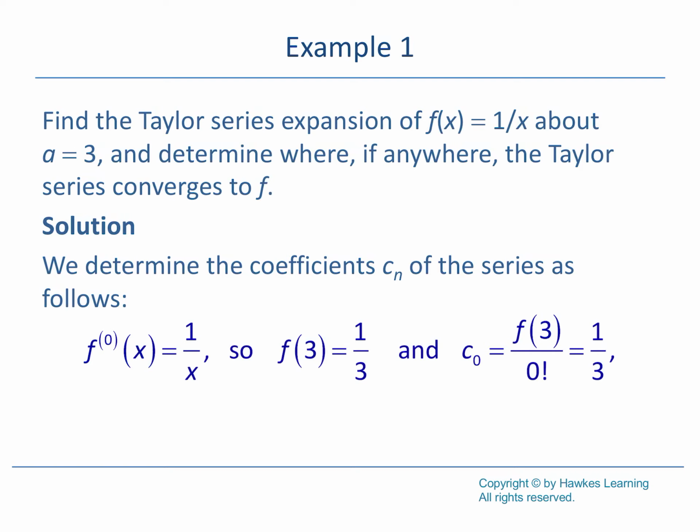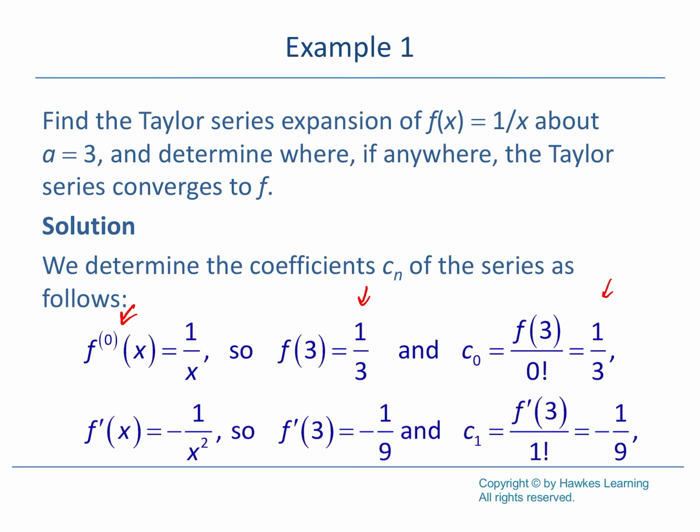And yes, the 0th derivative of a function is just the function itself, so that part's just 1 over x, and when you evaluate 1 over x at 3, you get 1/3. And so C0 is just 1/3 divided by 0 factorial, which is 1. So our first coefficient, C0, is just 1/3.